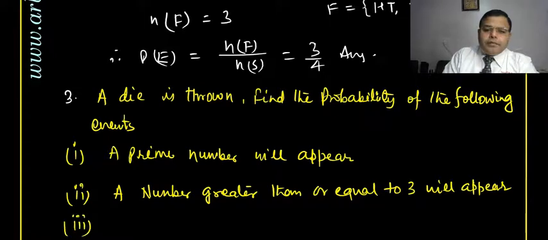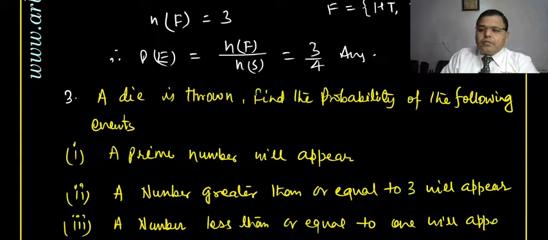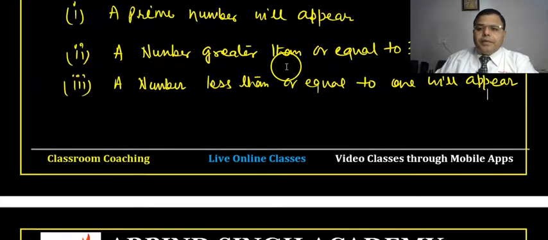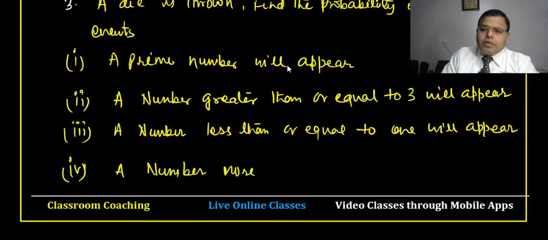Third one is, a number less than or equal to 1 will appear. And the fourth part of this question is, a number more than 6 will appear.